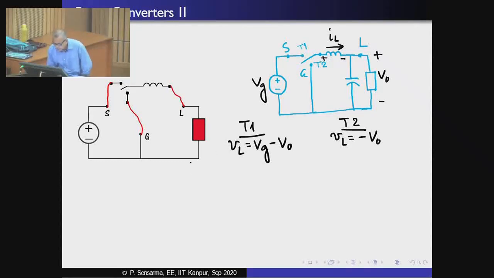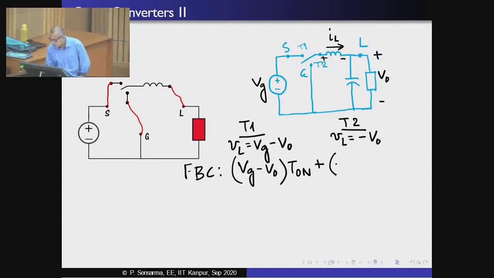So, let us use the flux balance condition again. Here you will find that it is Vg minus V naught into T on plus, and I am using plus in a very generic sense, in the T2 or T off duration, the voltage VL is minus V naught.